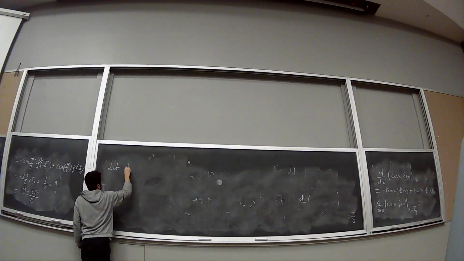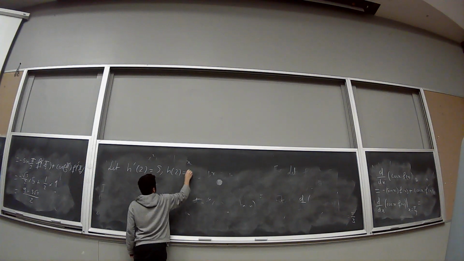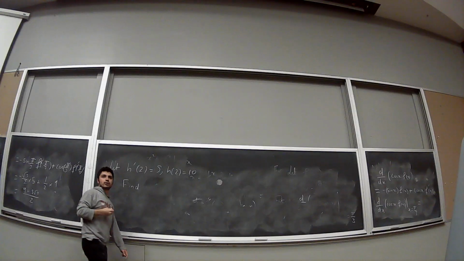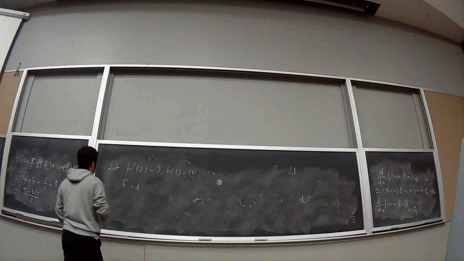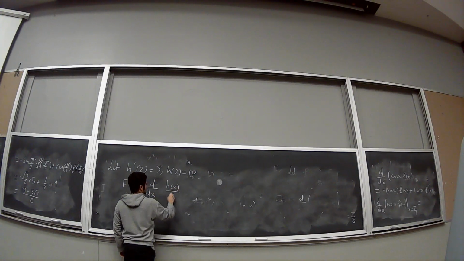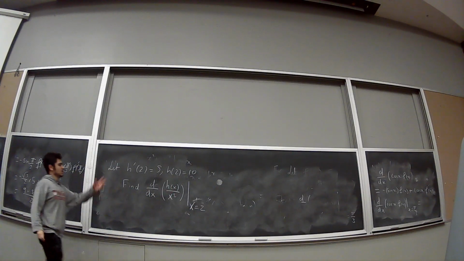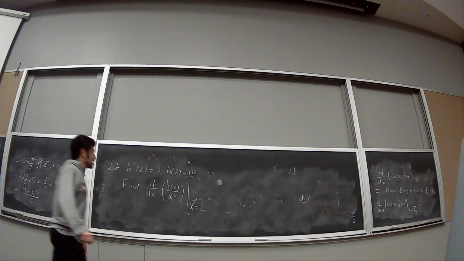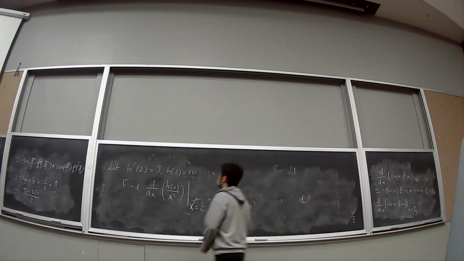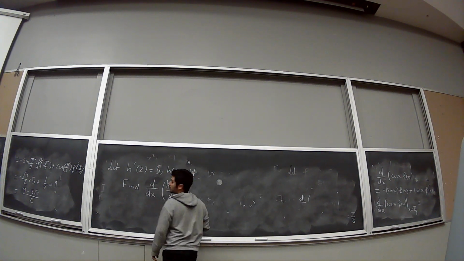Let h prime of 2 equal 5 and h of 2 equal 10. Fine. Let's see, what do we want here? d by dx of h of x over x squared at x equals 2. Okay, how do I differentiate this? h of x over x squared. Let's pick 5 and 11, okay?